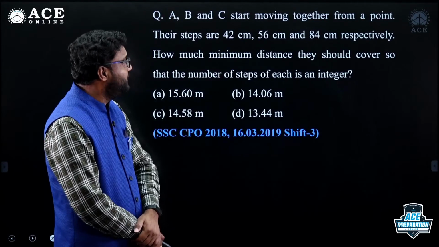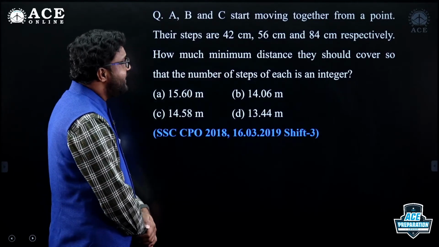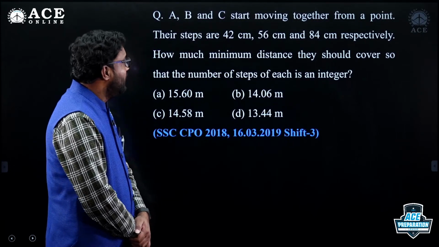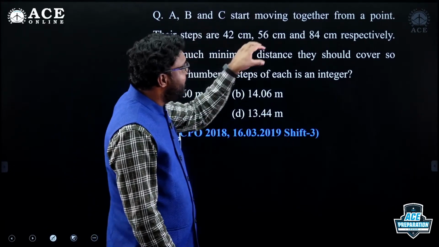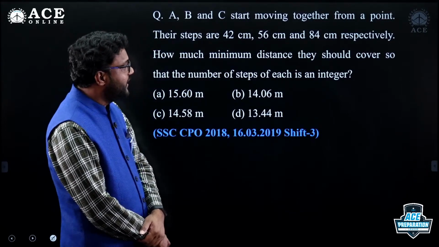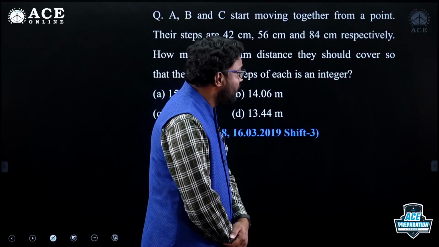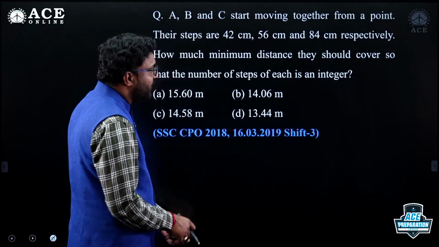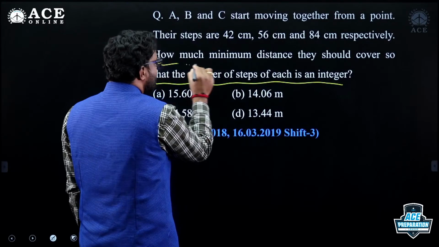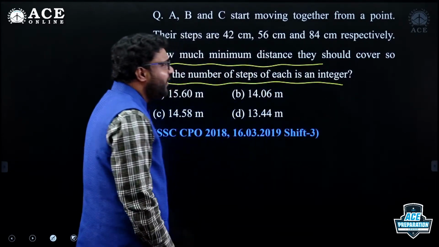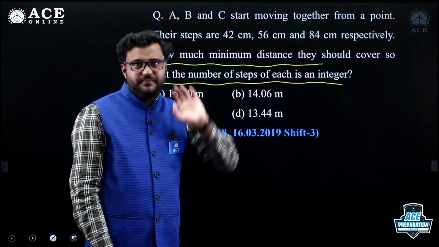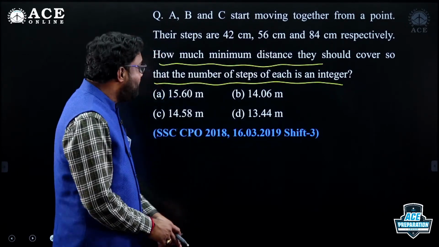Now see this question. A, B and C start moving together from a point. Their steps are 42 centimeters, 56 and 84 centimeters respectively. How much minimum distance should they cover so that the number of steps of each is an integer? Minimum distance they should cover. Now, if you are not getting the idea, this is in centimeters. Options are in meters.